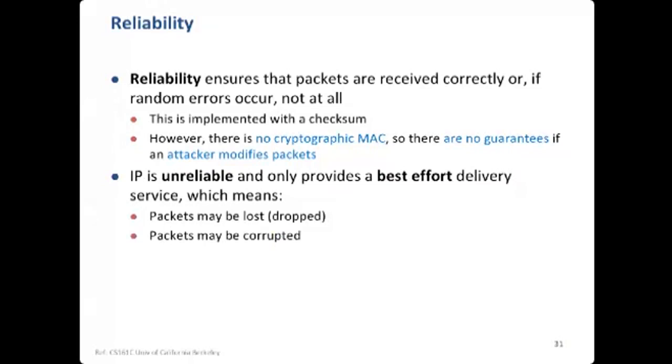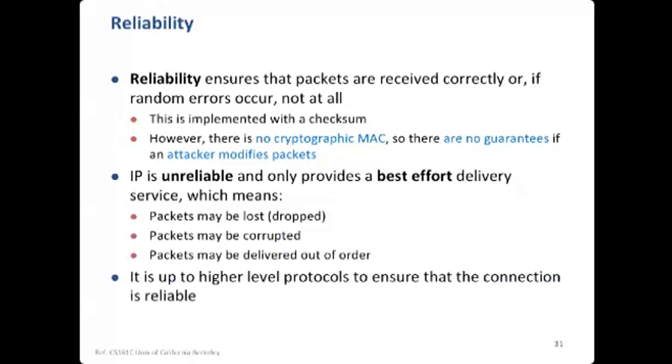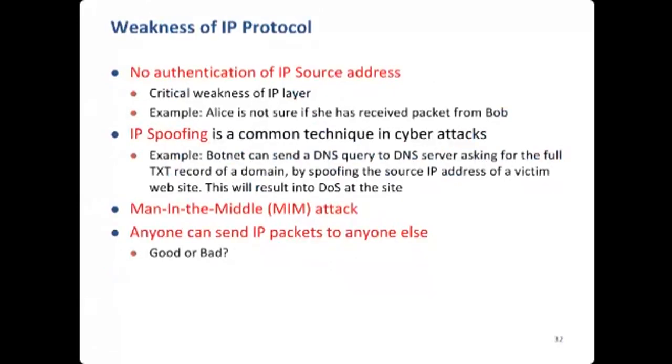So packets can be lost in between, packets can be corrupted, and packets may be delivered out of order. And whose responsibility is it then? Because when you're sending a file from one end to the other, the file has to reach properly. Even one bit cannot be wrong, right? So you will have to provide a reliability mechanism at the end. You cannot depend on the internet to provide you reliability.